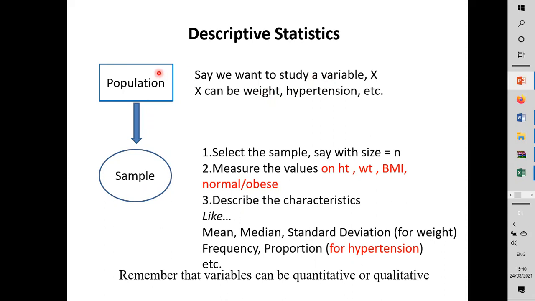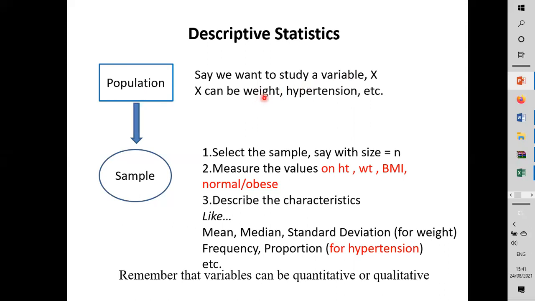School children. How many heads do they have? One head per person. Is that a variable? Does the number of heads vary from person to person? No, it's a constant. But the weight? Does it vary? That's a variable.